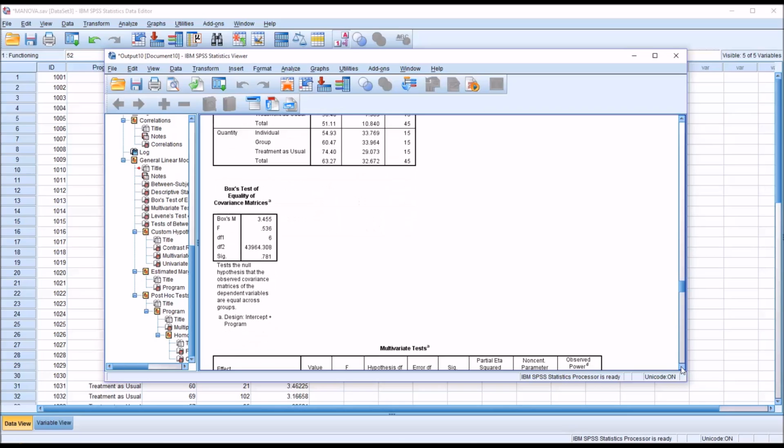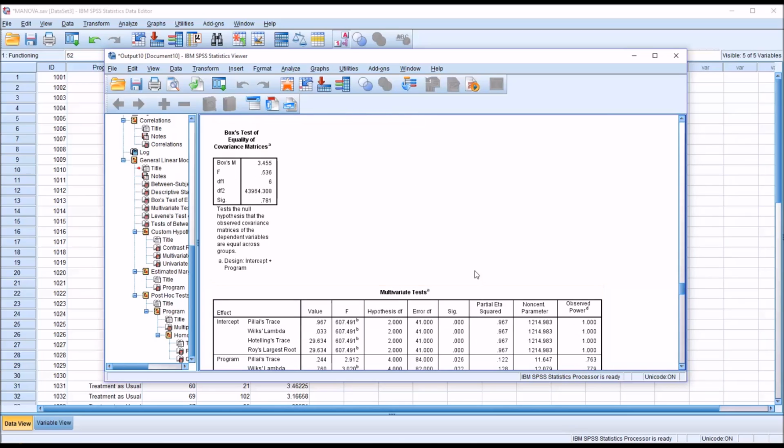All right. So moving to Box's Test of Equality of Covariance Matrices, we have a significance here of 0.781. So we have met this assumption because any significance value here greater than 0.001 would meet the assumption. So no problems there with the Box's M.